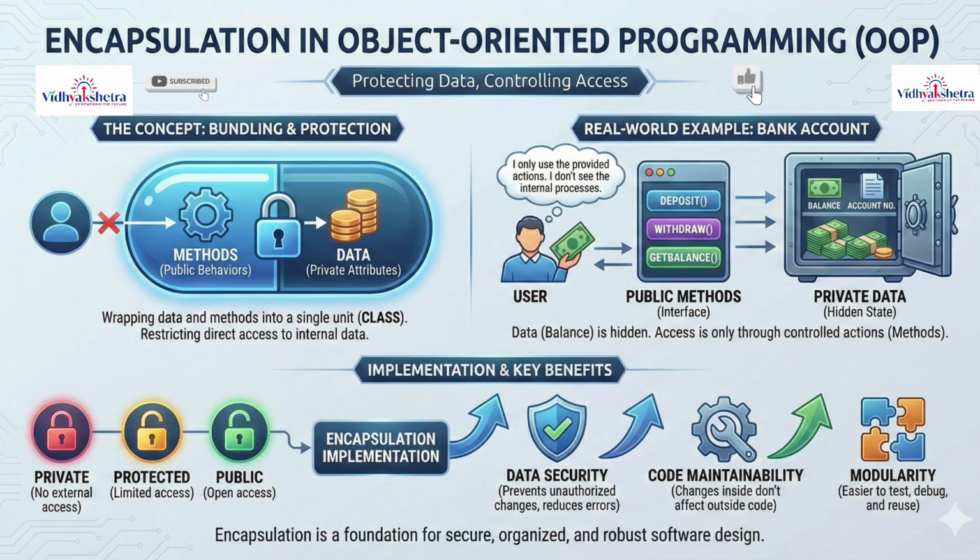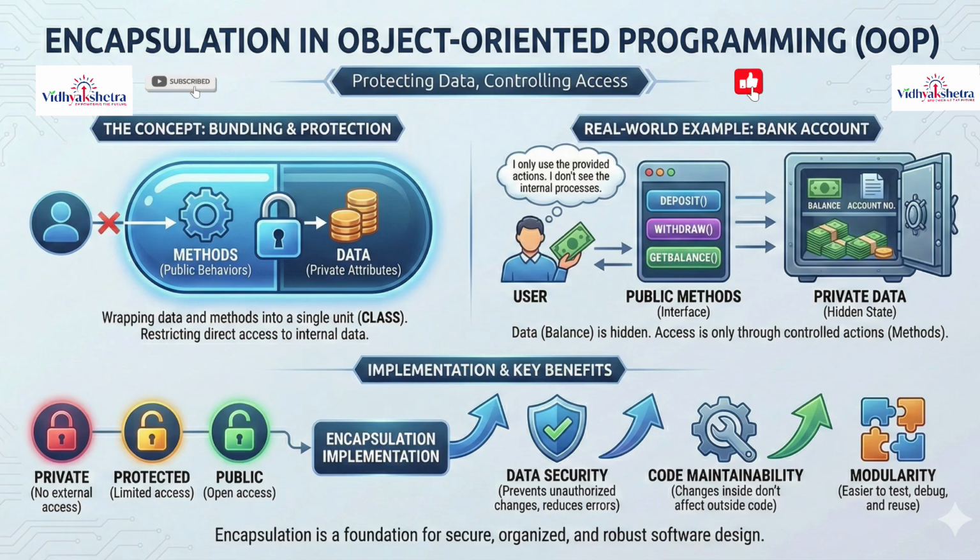What is encapsulation? Encapsulation is the process of wrapping data and the methods that operate on that data into a single unit, called a class. In simple words, encapsulation means binding data and behavior together and protecting the data from direct access from outside the class. Instead of allowing users to directly change data, encapsulation ensures that data can be accessed or modified only through well-defined methods. This approach improves data security and prevents accidental misuse of information.